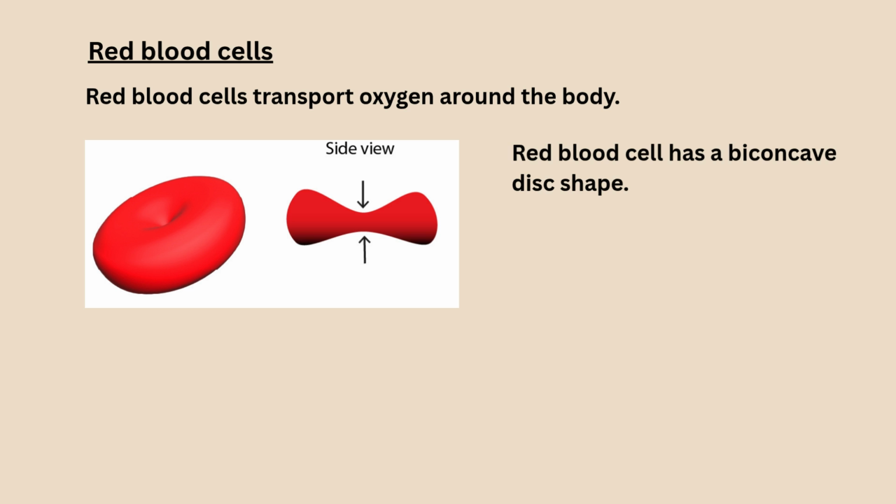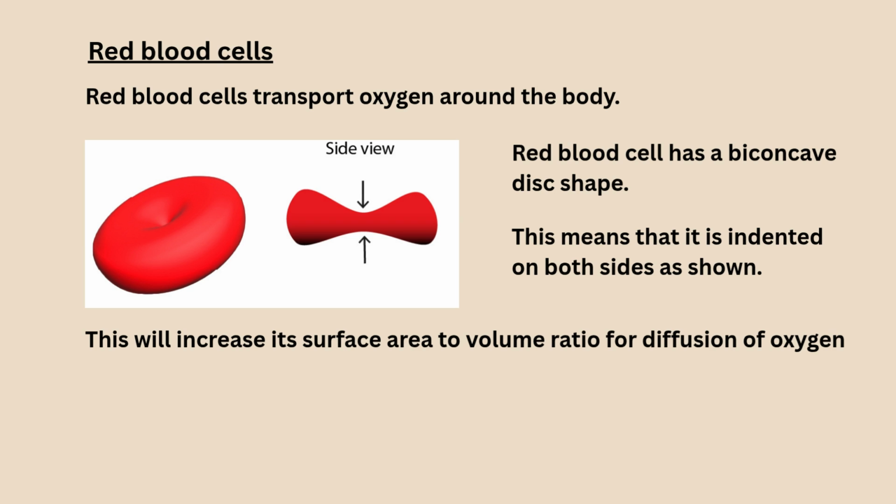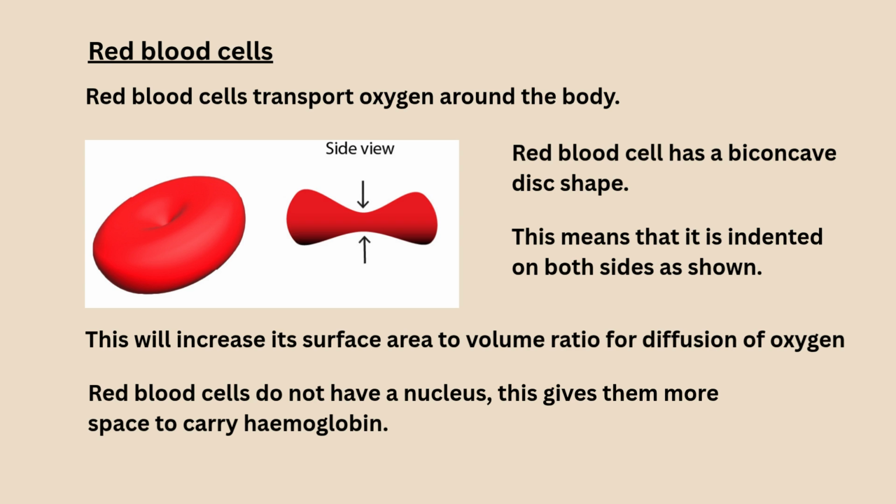The red blood cell has a biconcave disc shape. This means that it is indented on both sides as shown. This will increase its surface area to volume ratio for the diffusion of oxygen. Red blood cells do not have a nucleus. This gives them more space to carry hemoglobin.